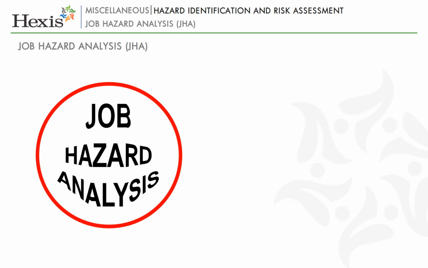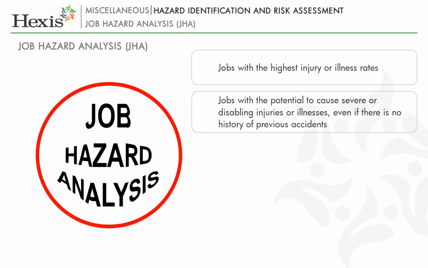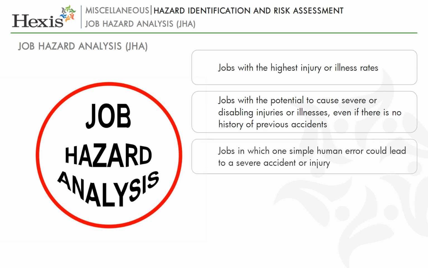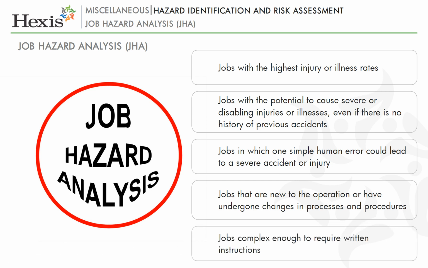A JHA can be conducted on many jobs in the workplace. Priority should go to the following types of jobs: jobs with the highest injury or illness rates, jobs with the potential to cause severe or disabling injuries or illnesses, even if there is no history of previous accidents, jobs in which one simple human error could lead to a severe accident or injury, jobs that are new to the operation or have undergone changes in processes and procedures, jobs complex enough to require written instructions.